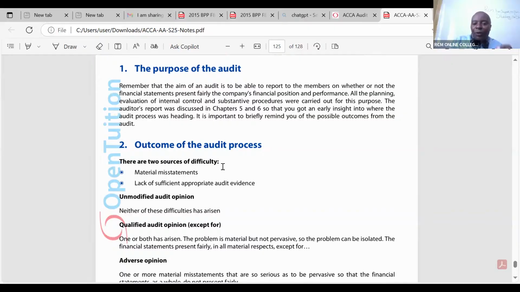There are two sources of difficulty. We have material misstatements or errors, and then we have lack of sufficient appropriate audit evidence. Now, ladies and gentlemen, we have two difficult areas. It is either you find that the financial statements are materially erroneous, materially misstated, or you go like most of these funny people. We experience a lot as auditors.